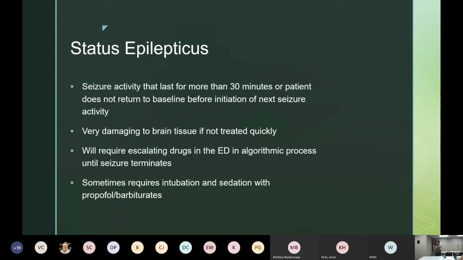Do you think that hypoxia is a big contributing factor to lasting damage from status epilepticus? Yeah, I think so. Like I said before, there's just no metabolic substrates anymore.